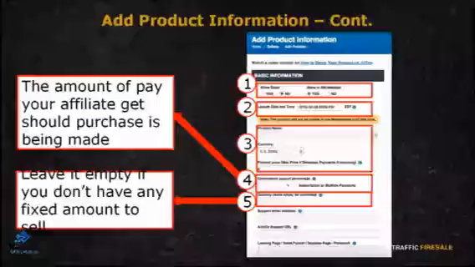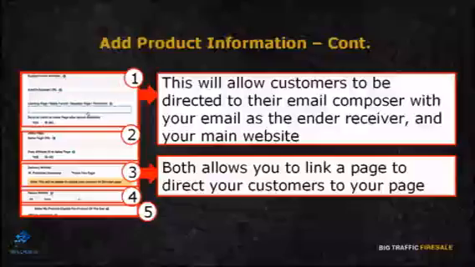Moving on, continue with filling in the quantity. If you're selling without a fixed amount, just leave it empty, but if not, type in the exact amount. Then, you'll come across 4 important boxes for your traffic generating method. They are the support email address, the support URL, landing page, and the sales page.